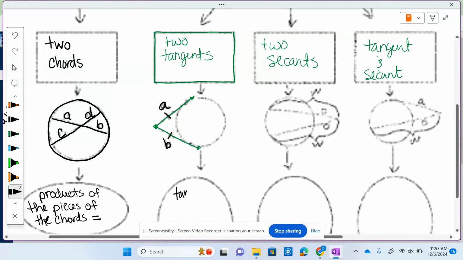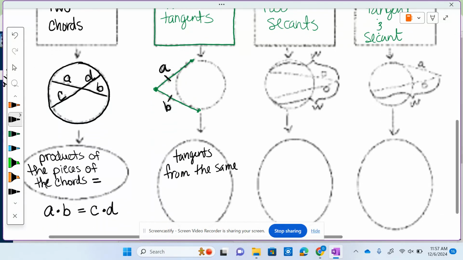So tangents from the same exterior point are congruent. So that means that A equals B. That's what that means.